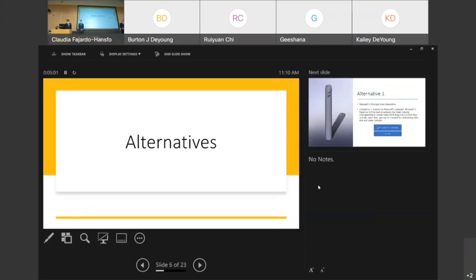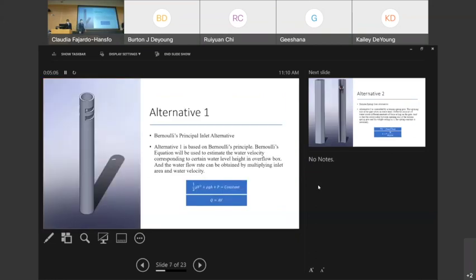So let me introduce our alternatives. The first alternative, we call it the Bernoulli's principle alternative. You can see those inlets on the pipe. By using Bernoulli's principle, we could estimate the water velocity passing through them. When the water level in the overflow box is high, those inlets will be at a relatively lower position, which could create a large velocity. Here are the 2 equations we involved. The first one is Bernoulli's principle, and the second is to calculate the water flow rate passing through it.